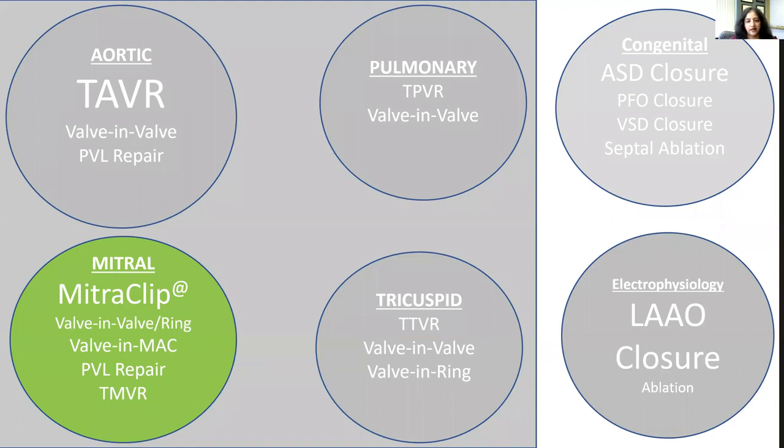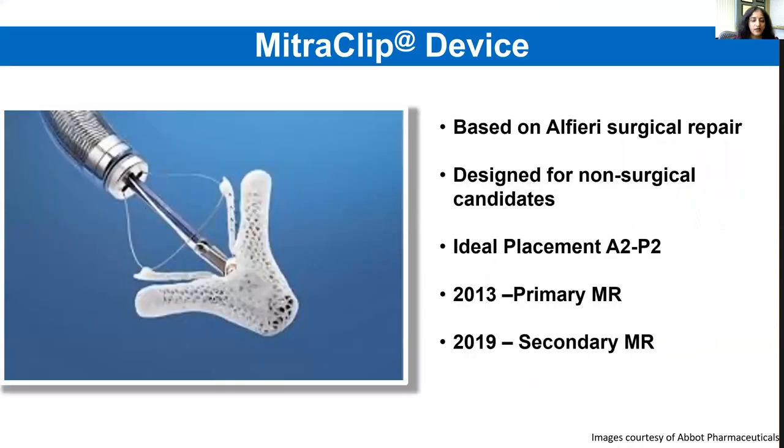The other landmark procedure is MitraClip, which grew at the same time as TAVR. And even more so than TAVR, MitraClip is really echo guided. So the MitraClip device is based on the old Alfieri surgical repair, where a stitch was placed between A2 and P2, which improved the coaptation between the two leaflets and reduced MR. And in the old Everest trials, it was really designed for non-surgical candidates.